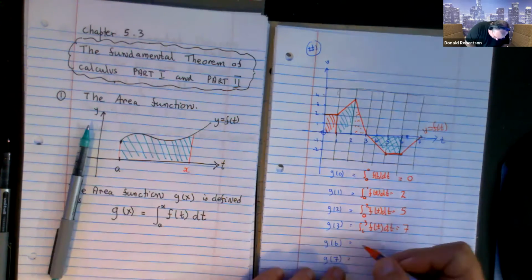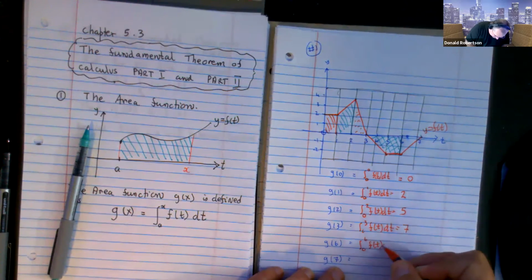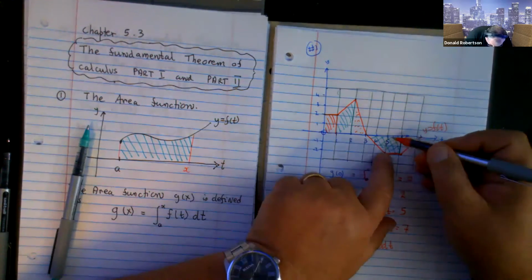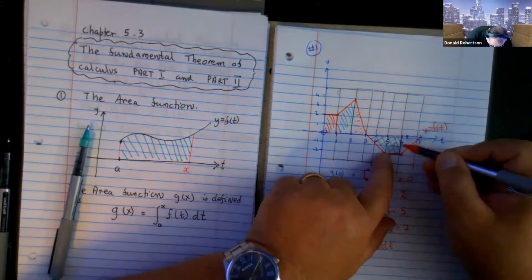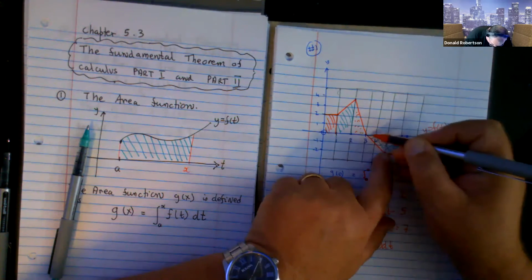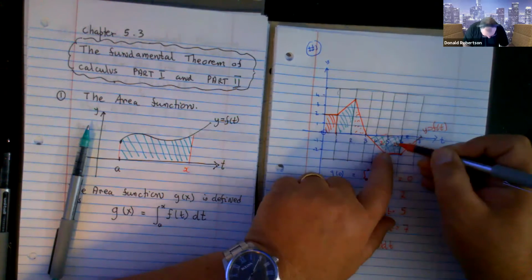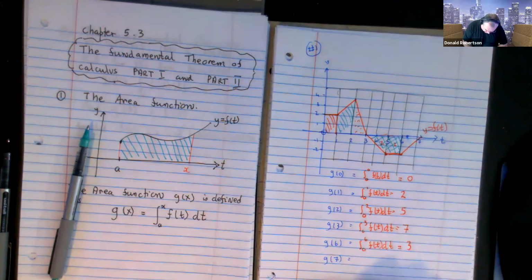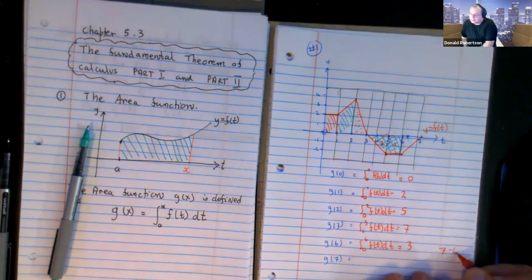So the integral from 0 to 6, the area under the curve from 0 to 6. Let's see what this guy is. That bit there is worth 2, and that bit there is also worth 2. So this is 4, but it's a -4. Can you see why that's going down to 3? Basically because of that.